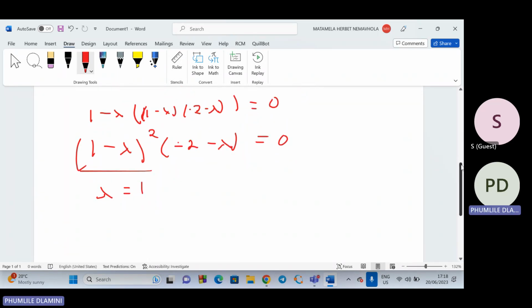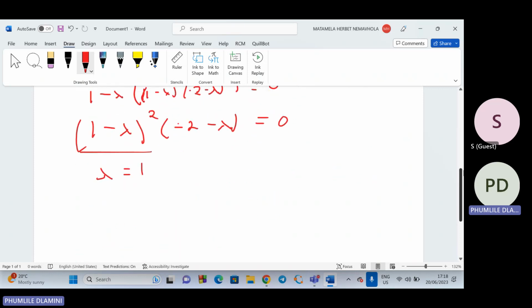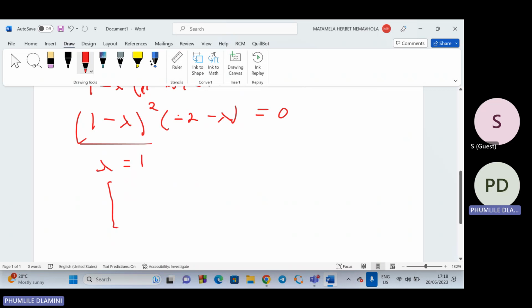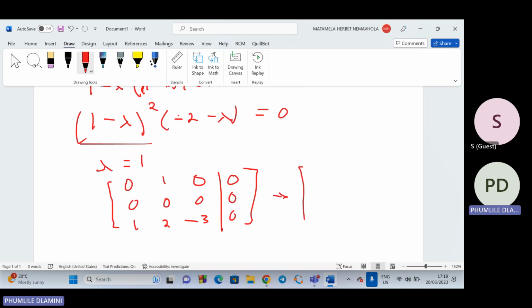So when lambda equals 1, we can substitute it back into our equation. When we substitute it back, it will give us 1 minus 1, which is 0, 1, and 0 again, 0, 0, 0. Then it's going to be 1, 2, and minus 2 minus 1 is going to be minus 3, over 0, 0, 0. So we can exchange row 2 and row 3. Then this will give us this way.